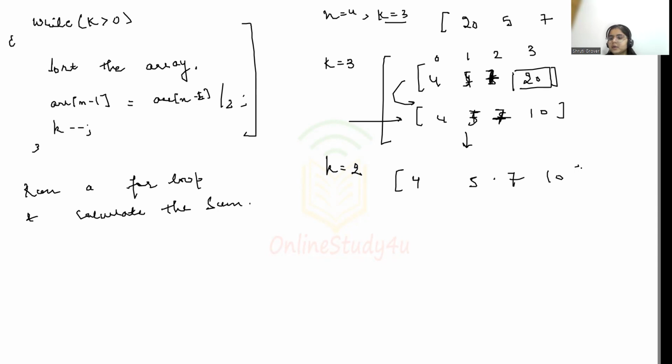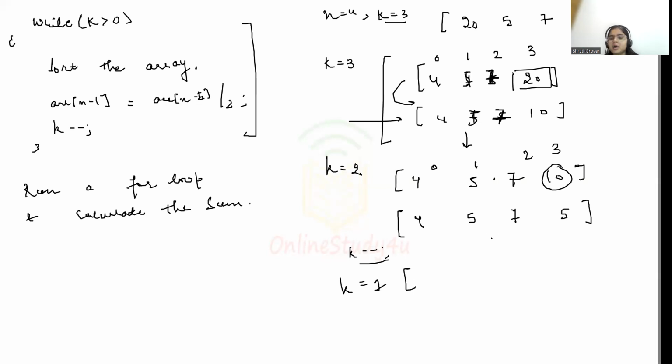Now I'll again take out the element which is at n minus 1 index, that is 0, 1, 2, 3, that is 10. So I'll divide 10 by 2. So my array will become 4, 5, 7, 5. This means I have performed the second operation also. Now I'll do k minus minus. So now k will become 1.